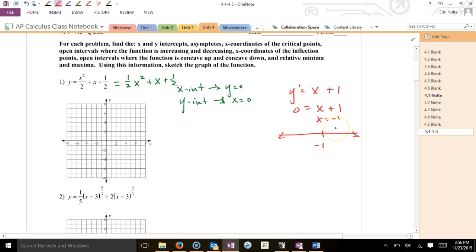You're going to do your number line test for the slope. Remember, the first derivative gives you slope. Okay, I'll let you do that. So it's going to be a positive and a negative, or a negative and a positive.